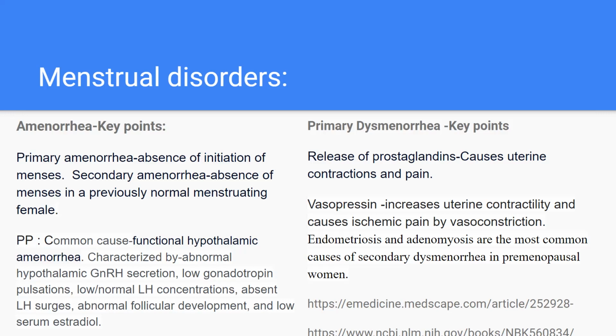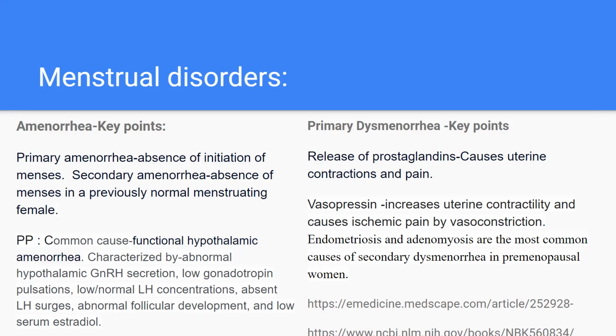So amenorrhea, key points on the left side, and primary dysmenorrhea. So there's 2 different things. Release of prostaglandins is the key factor in dysmenorrhea. Amenorrhea, think hypothalamic hormones, which is gonadotropin releasing and luteinizing. In dysmenorrhea, prostaglandins and vasopressin, two of them. The two common causes of secondary dysmenorrhea are endometriosis and adenomyosis, usually seen in premenopausal women.